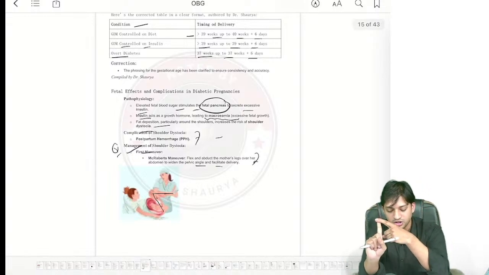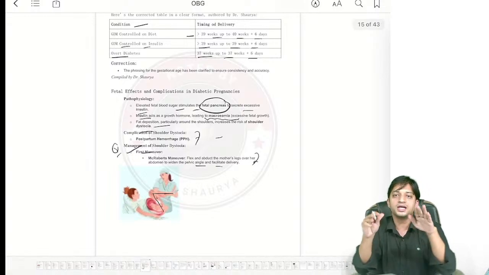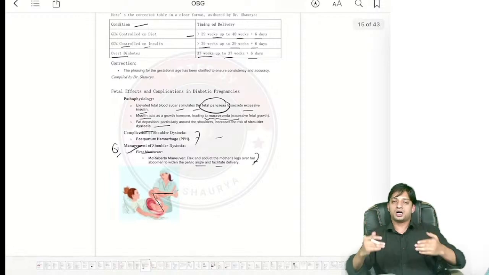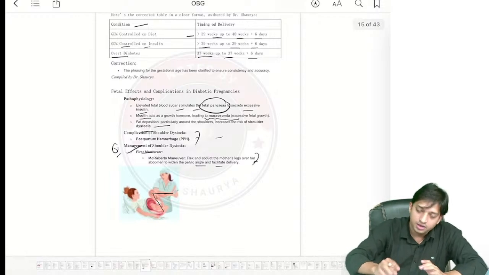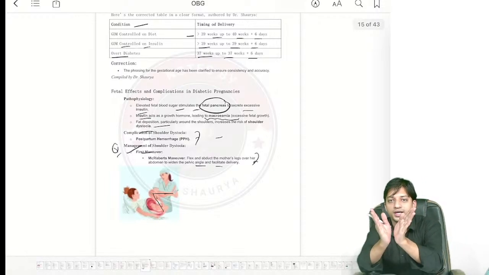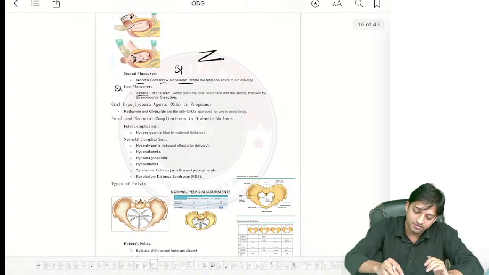First maneuver for shoulder dystocia is McRoberts maneuver, right? Here they will flex the mother's thighs over the abdomen and take out the fetus. Why is it done? It is done to widen the pelvic angle so that the delivery can be facilitated.